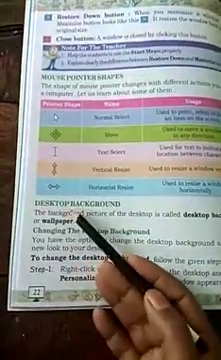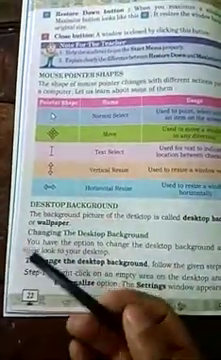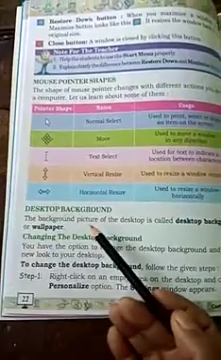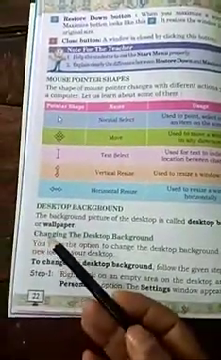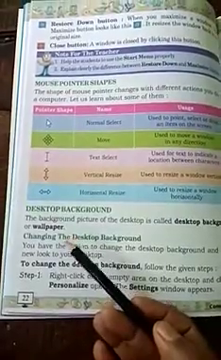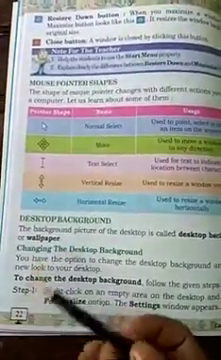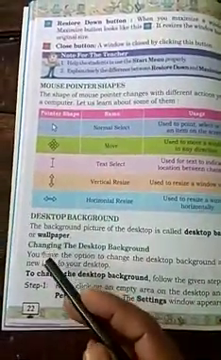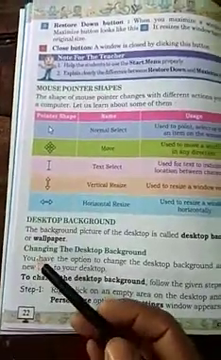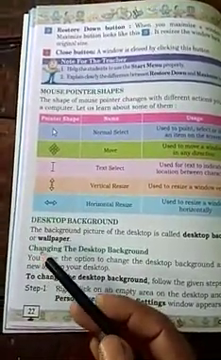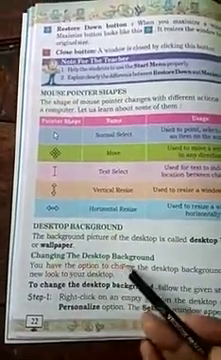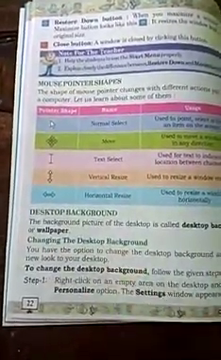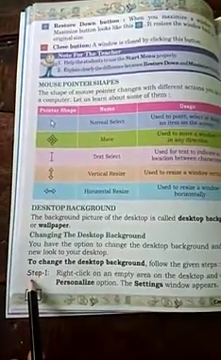Next one is desktop background. What is desktop background, students? The background picture of the desktop is called desktop background or wallpaper. As we see on our desktop, any type of pictures or figures. Now the next point is changing the desktop background. How to change a desktop background? Steps are given there.